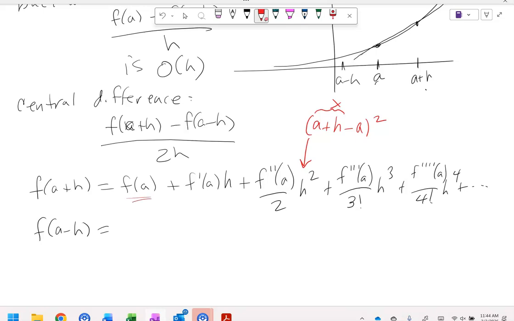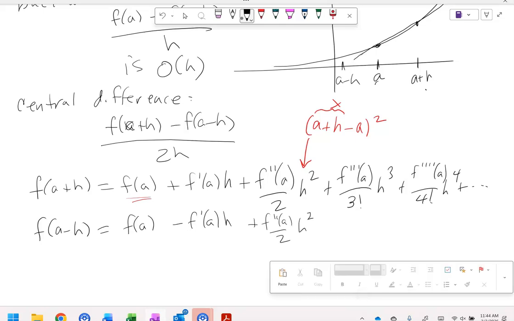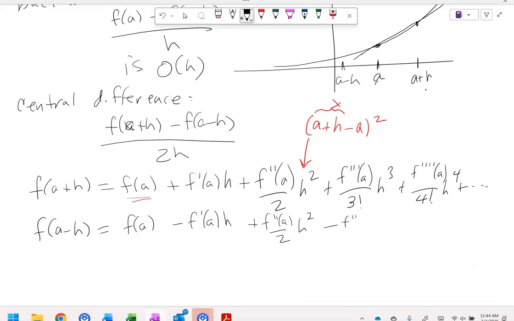Does that change the first term? No. Does that change the second term? Yes, it changes it to minus, right? Does it change this next term? No. Does it change the next term? Yeah, it does, right? It makes it a minus. Does it change the next term? Well, no, it's an even power, right? It's going to make every other term negative, right?